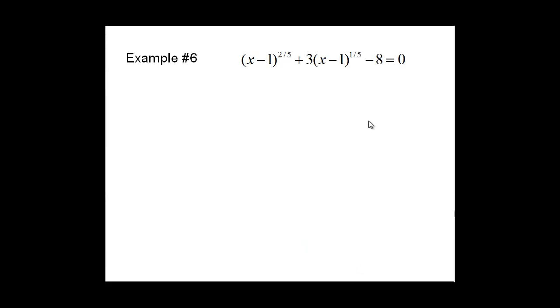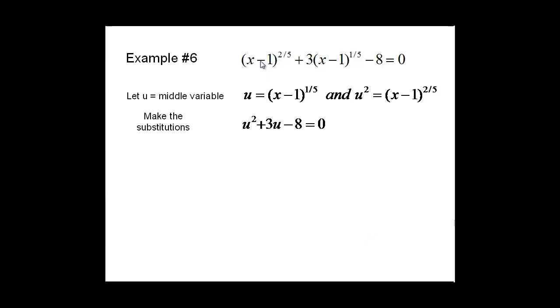Okay, if we get something messy like this, again, you call this x minus 1 u, and x minus 1 here, which looks like it's squared right there. So the 1/5 power is our u. So x minus 1 to the 1/5 is u, and then the front term is going to be u squared. So now we have u squared plus 3u minus 8. And we can factor. Or in this case, it won't factor because 8 doesn't have any factors that add up to 3. So we use the quadratic formula.